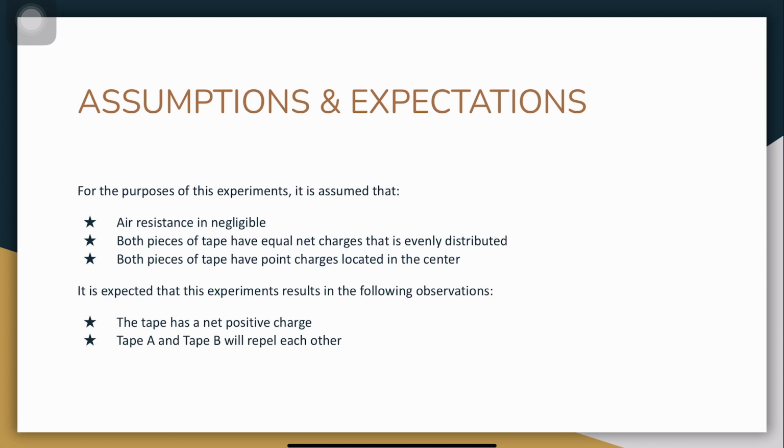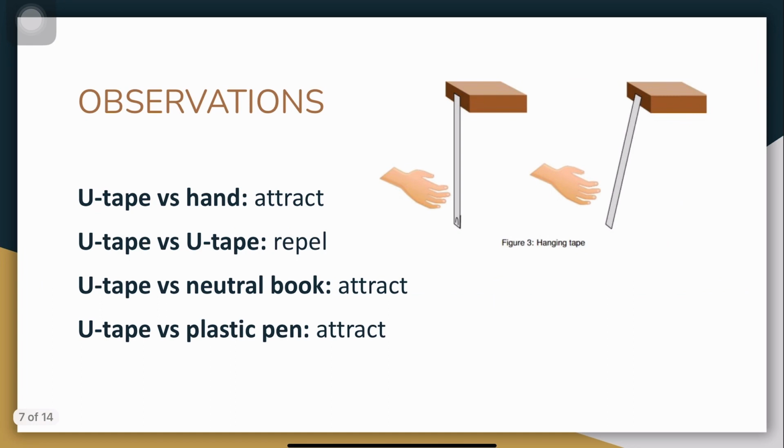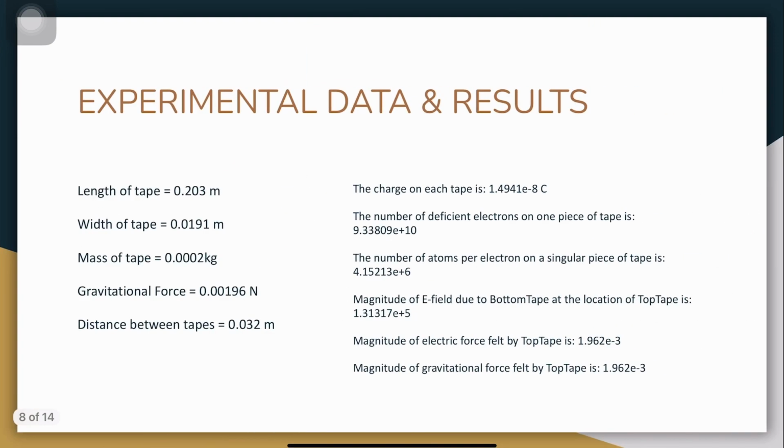It is expected that this experiment results in the following observations: the tape has a net positive charge, and tape A and tape B repel each other. Some general observations from this experiment: attraction happens when the U-tape is in contact with the hand, or a neutral book, or a plastic pen that has a negative charge. And when a U-tape is in the presence of another U-tape, they repel because they have like charges.